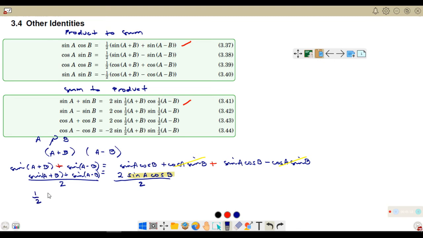So dito, we have 1/2 sine of A plus B plus the sine of A minus B. Do not forget the grouping symbol because all of this is divided by 2. Both terms sine A plus B at saka sine A minus B. Dito sa kabila, tanggal na si 2. You will be left with sine A cosine B. So for the product to sum, product natin sine A cosine B is equal to 1/2 sine A plus B plus sine A minus B. Okay?